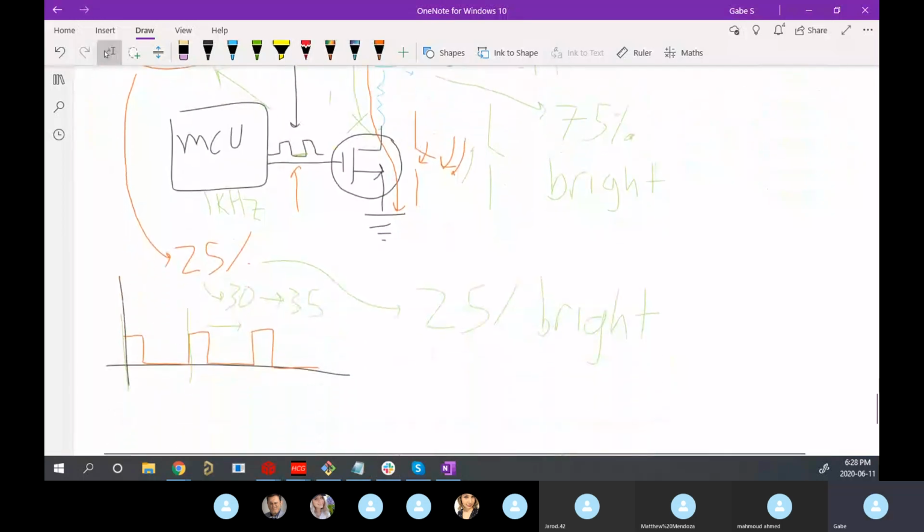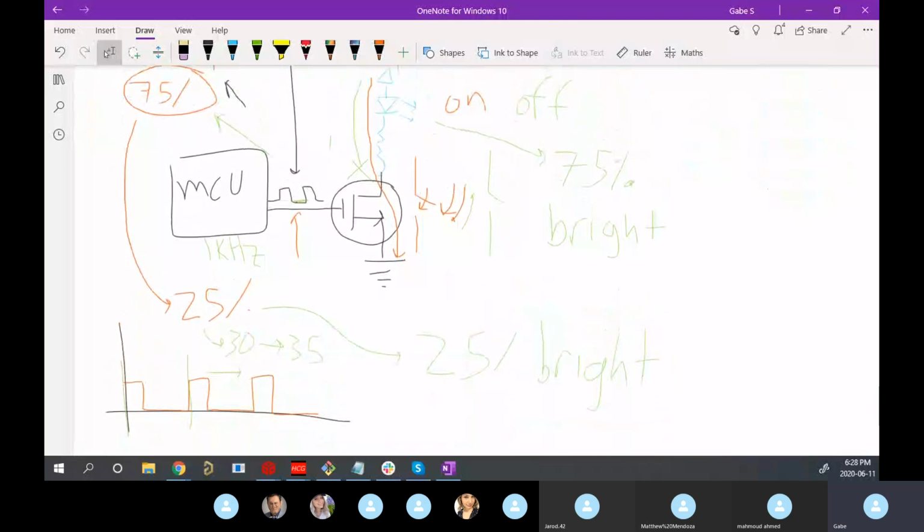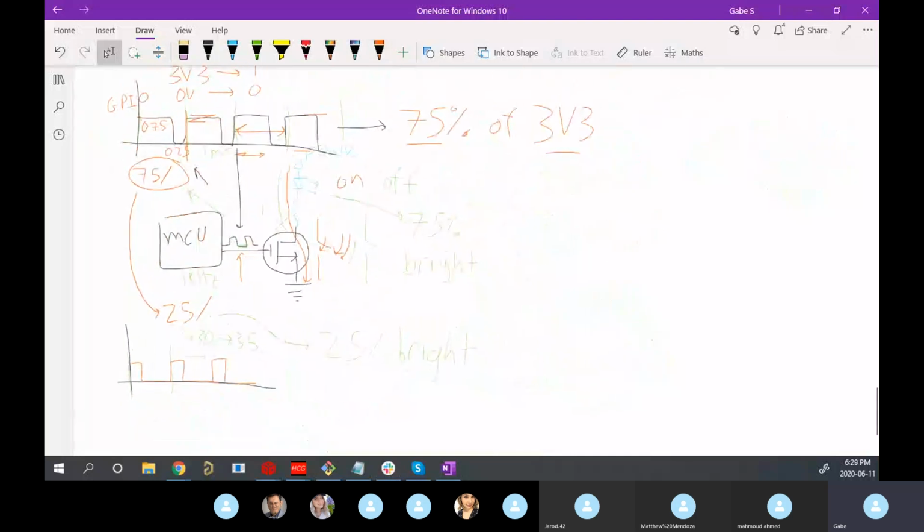So this works with motors as well. And it's sort of the fundamentals behind variable speeds in a motor, variable brightness in an LED. This is a really good way to achieve that. Any questions?